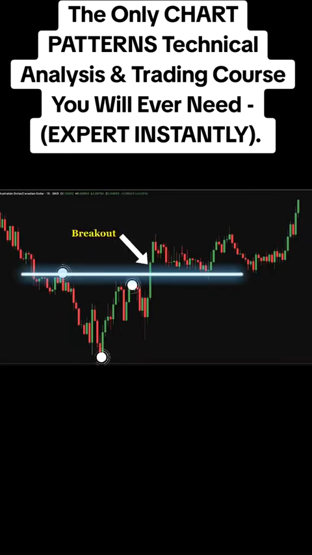Price breaks above the neckline, confirming the reversal. It then pulls back to retest the neckline, which now acts as new support. Wait for confirmation, bullish engulfing candle, a pin bar, or strong lower timeframe reaction. Enter long on the rejection.